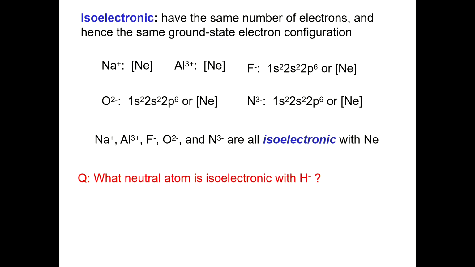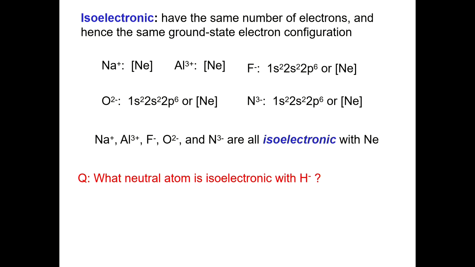Now the question is, what neutral atom is isoelectronic with hydrogen? Hydrogen sometimes loses one electron, but sometimes it can also gain one electron. If it gets one electron, it will form hydrogen -1, right?